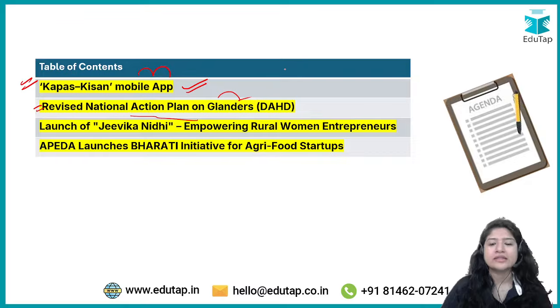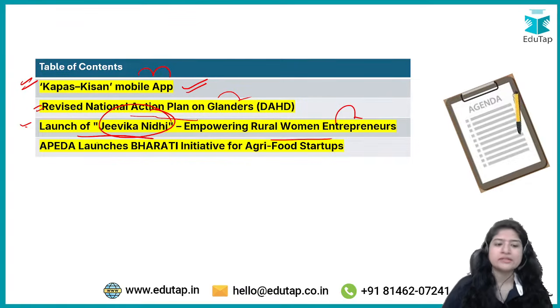Okay, so basically this is from your Department of Animal Husbandry. What is this all about? We will talk about it. Next is launch of Jivika Nidhi empowering rural women in entrepreneurship. So this particular initiative has been launched in Bihar. Okay, so what is this? We will talk about it.